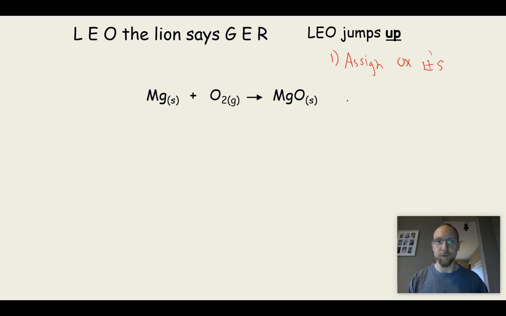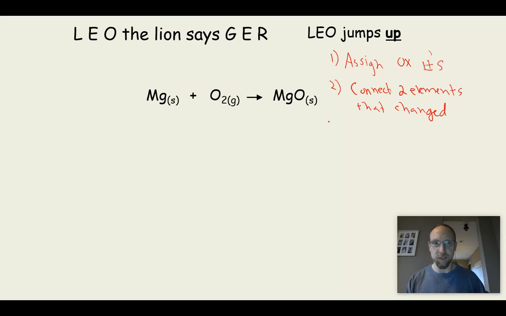All right, so that's step 1. Just go through and give every element an oxidation number. Step 2 is going to be to connect the only two elements that change. So whichever two elements had oxidation states that changed, and we'll talk about that in a second.